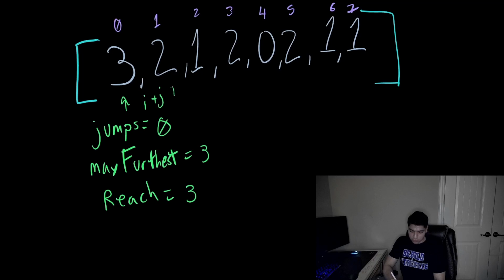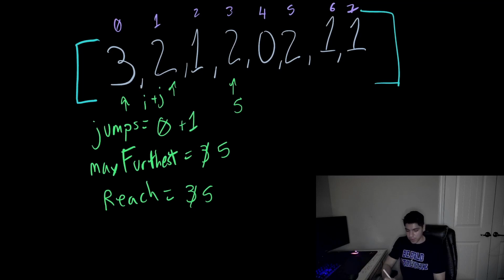Then we're going to go through 2. Again, no change since 2 plus 1 is 3. Our max furthest is going to be 3, and our reach is going to be 3. 1 plus 2, again 3. Then once we get to 2 plus 3, that's going to be 5. So we're going to update the current max furthest. We can go to 5, and the reach is now going to be 5. And we're going to update plus 1 jump.